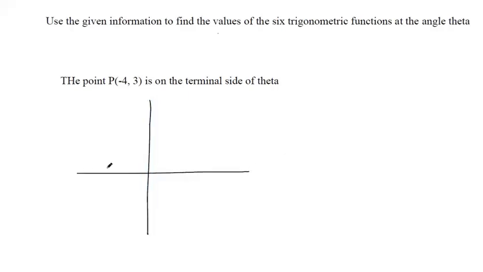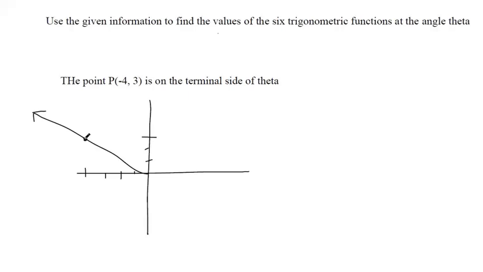Okay, negative 4 comma 3, negative 1, negative 2, negative 3, negative 4, and then 1, 2, 3. There's our dot right here. And we're told it's on the terminal side of theta. That means they start on the initial side and they rotated us until we hit this side. So that's our line.